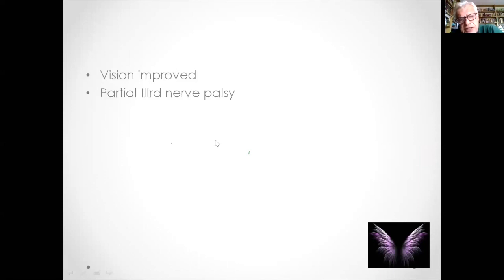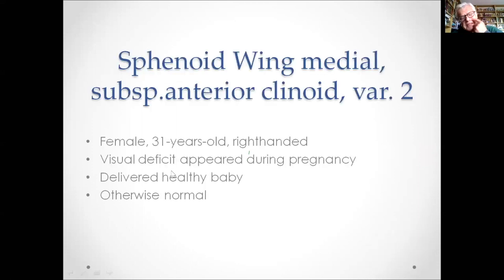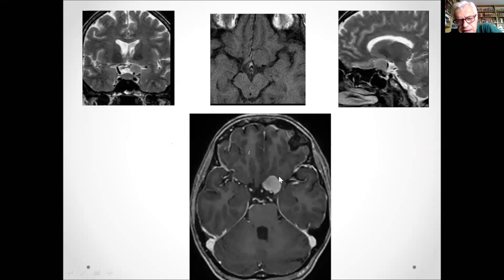There was a partial third nerve palsy, which improved over the next 3 weeks. There is another one, the medial part, between the carotid and the optic nerve. There's a female visual deficit during pregnancy. That's quite frequent, that pregnancy is the trigger point for symptomatology in meningiomas. And this is a small one, a little bit more medial than the first one.